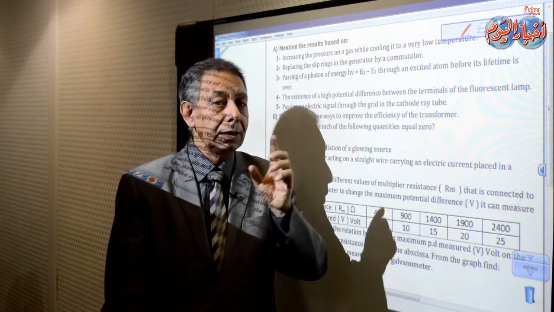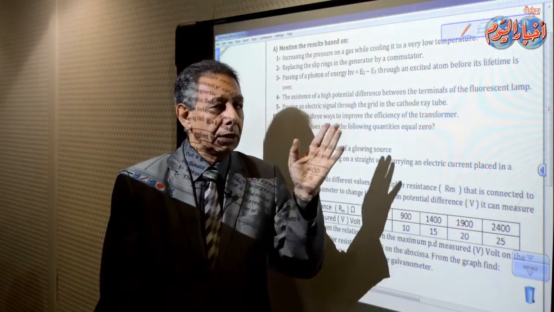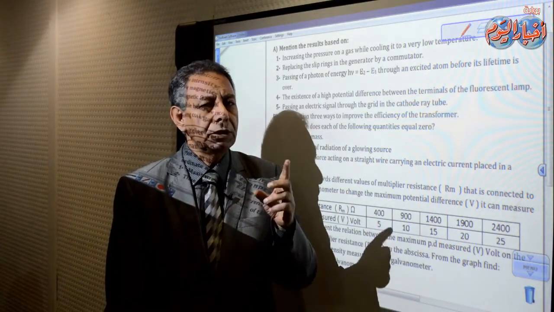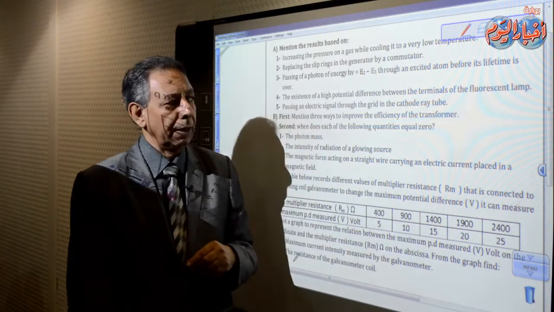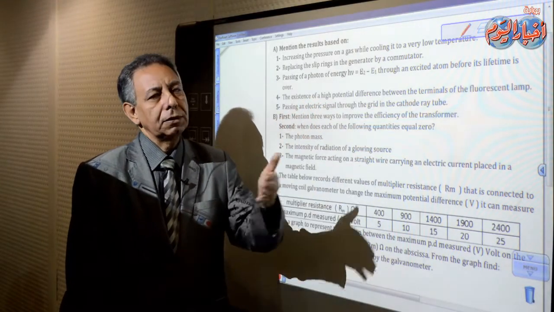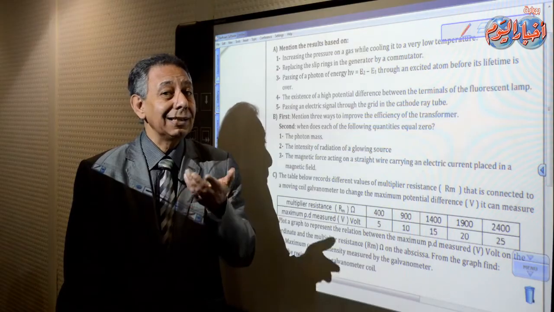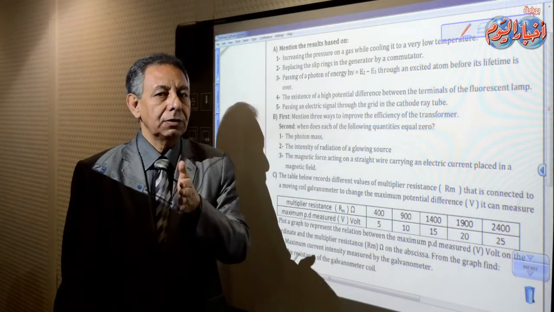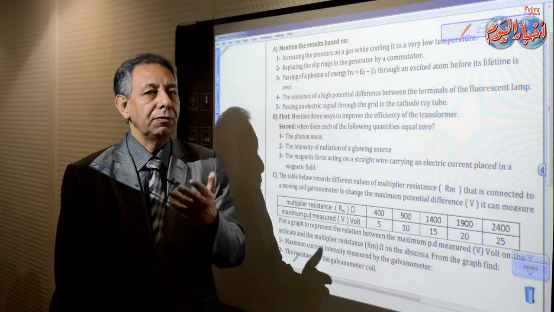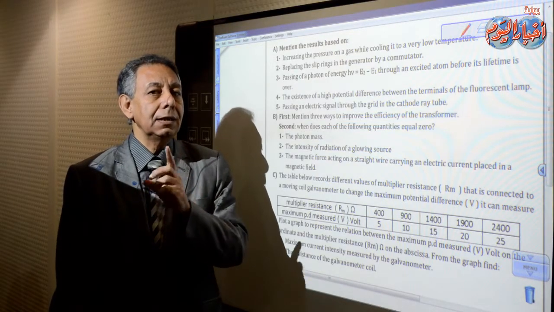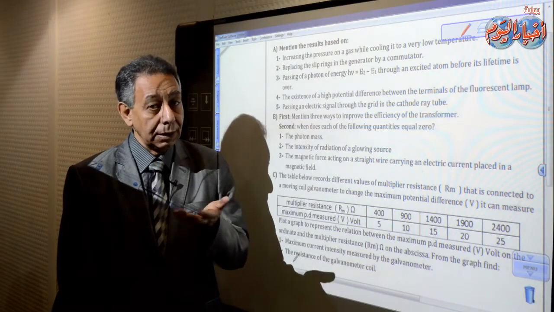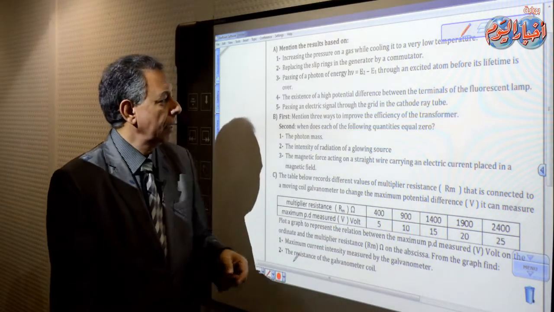The fourth point here: the existence of high potential difference between the terminals of the fluorescent lamp. That is in the induction chapter. In the chapter of induction, we have one application for self-induction, which is the glowing of the fluorescent lamp. So, as a high potential difference is applied to the terminals of the fluorescent lamp, electric discharge happens through the inert gas inside. And the ions of the inert gas, as they collide with the fluorescent material lining the glass walls of the lamp, visible light is emitted. The gas glows.